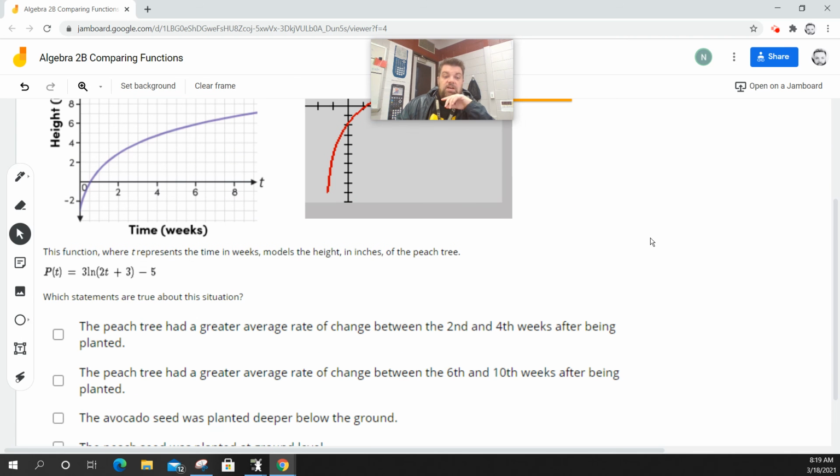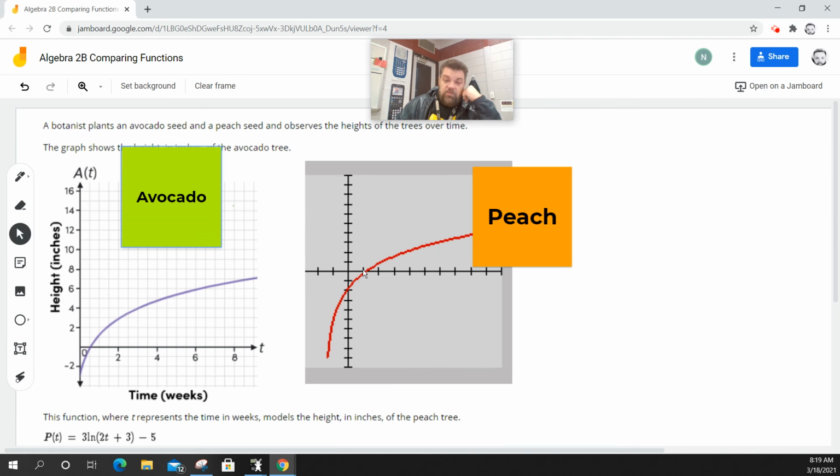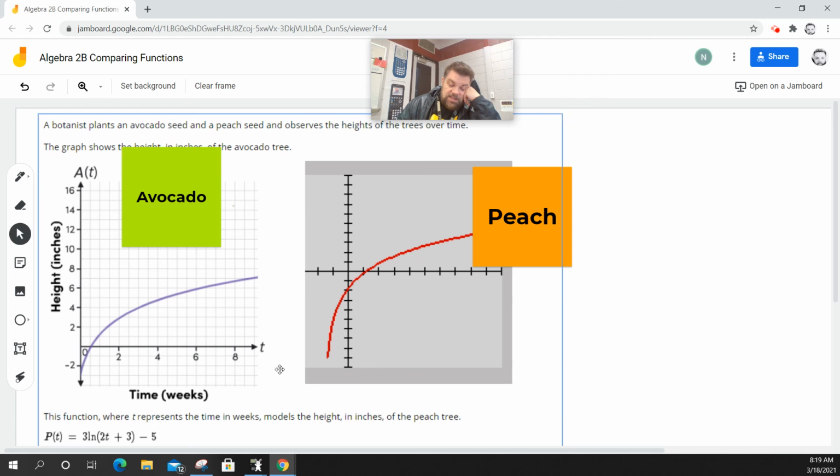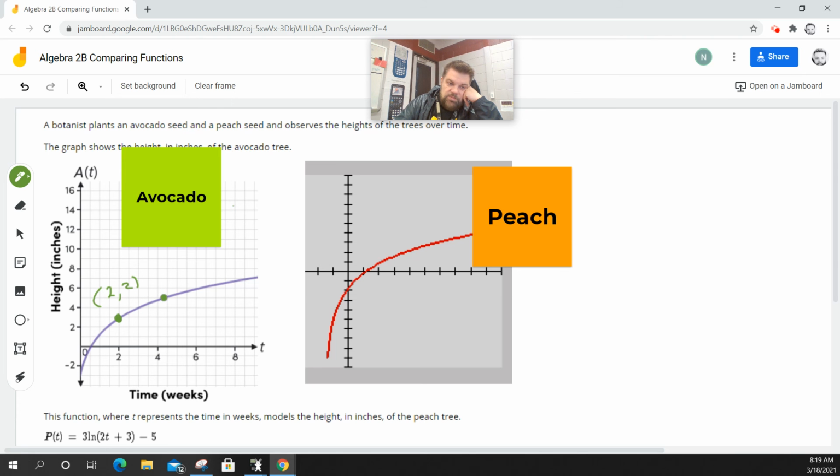So it says the peach tree had a greater average change from the second to the fourth week. Well, if we go from 2 to 4 and we were to calculate that, no, I think it's because this looks like it goes from, so how do we do that? Well, this is going to be a long problem too, unfortunately. If I look at this point right here, okay, that is 2 comma 2. And from 2 to 4, this one here is 4 comma 5.